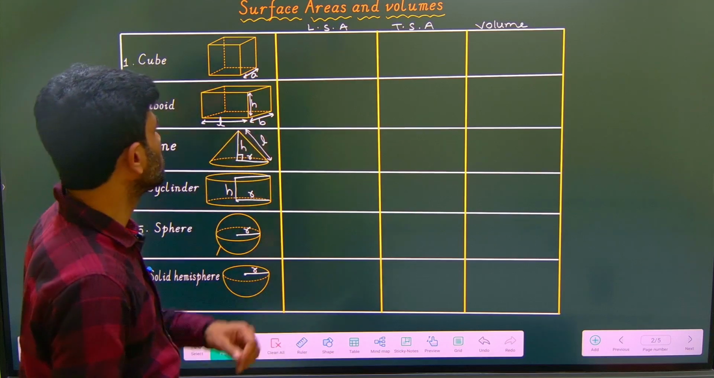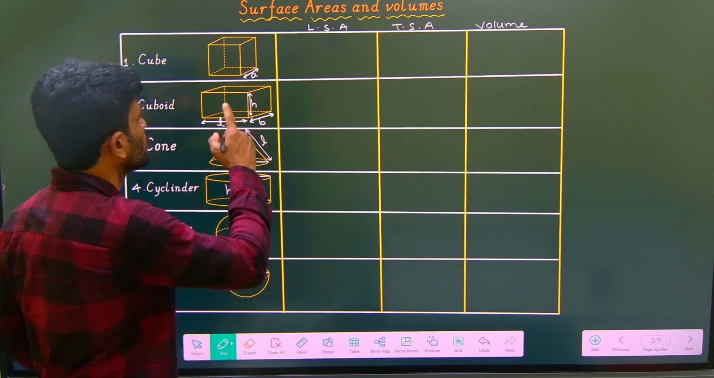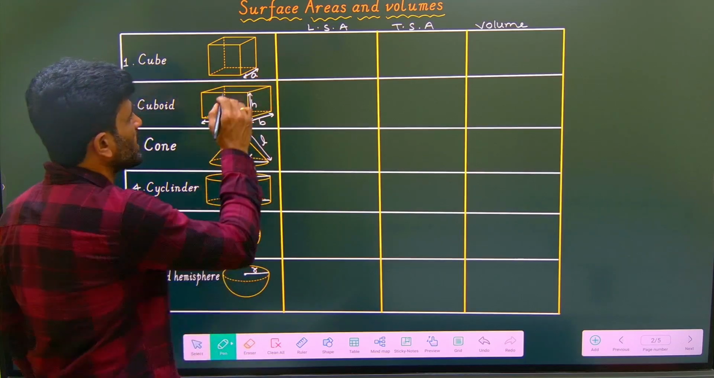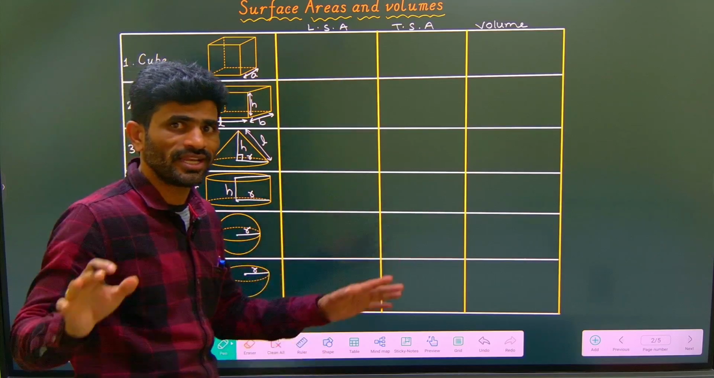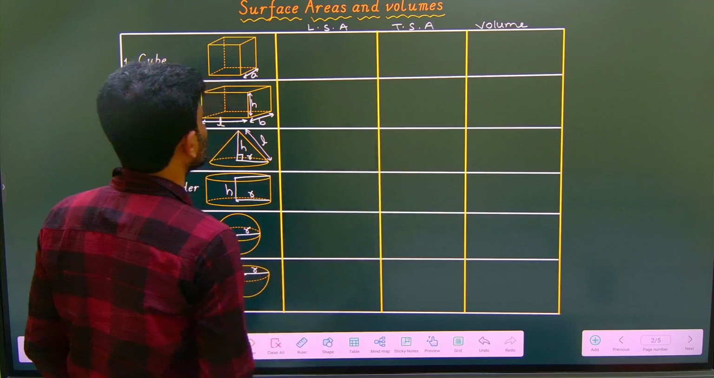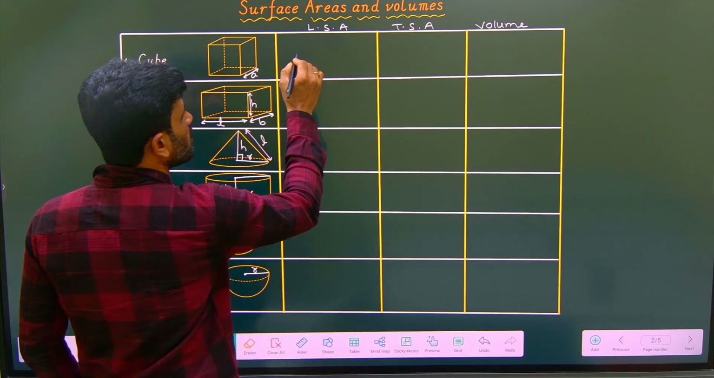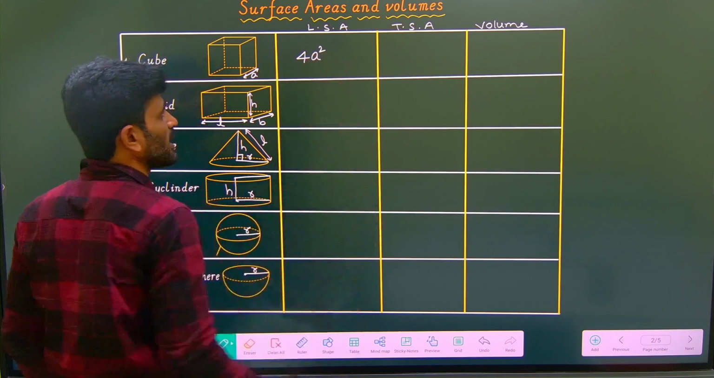Now let us discuss how to write LSA, TSA, volume of all these solids. First cube we have. For a cube we will take side as A. If side of the cube is A, then LSA. LSA means what? Only lateral faces, side faces. When you take side faces, 4 faces will be there. Each face is a square. So area of square is A square. That's why it is going to be 4A square, 4 times side of the square.